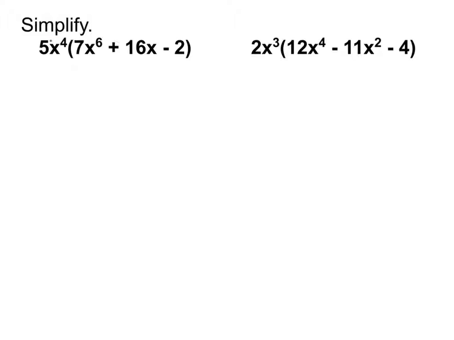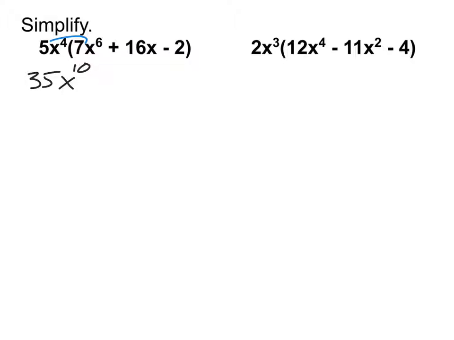So I'm going to be just distributing this 5x to the fourth to each term that is inside the parentheses. So we're going to the first term first. So I'm going to do the 5 times the 7, which gives me 35. And then x to the fourth times x to the 6th. Remember, we add the exponents. So that becomes x to the 10th. That just comes out of that work that we did yesterday right there.